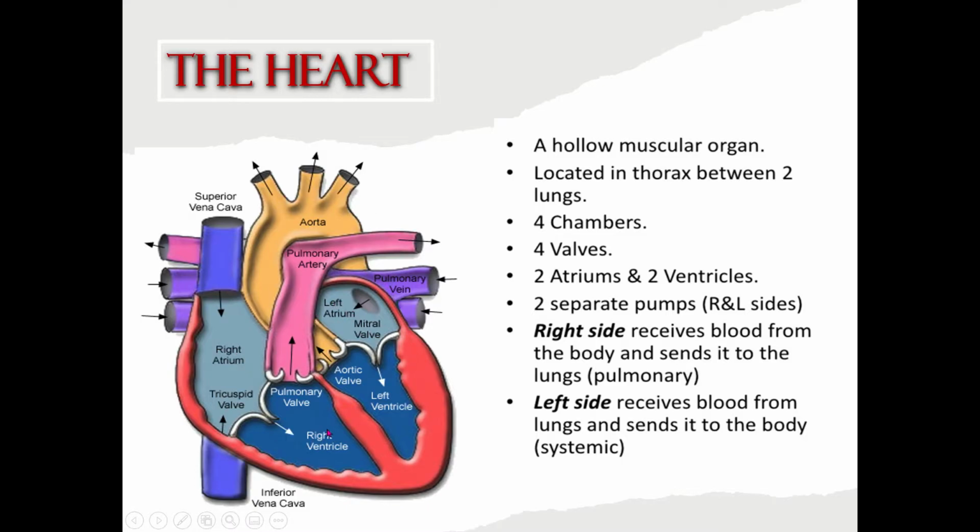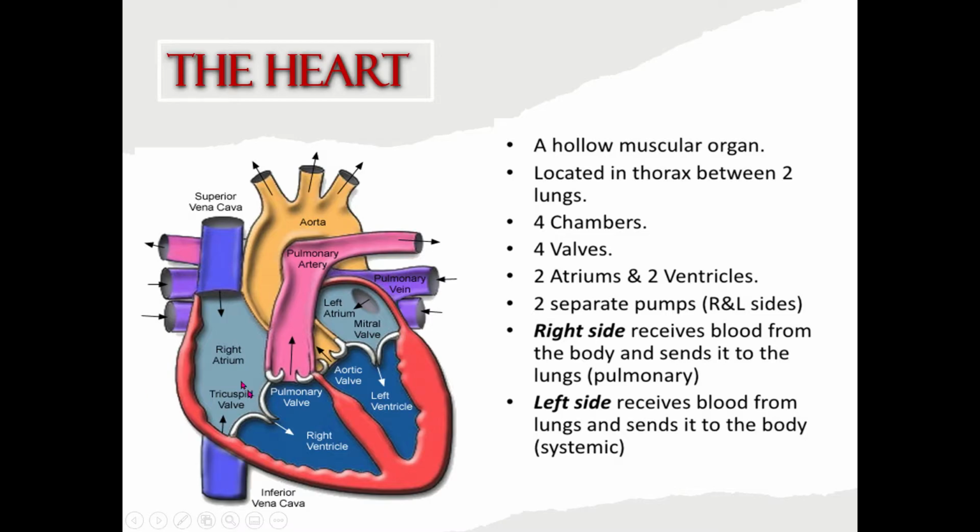Everything is hollow, means something can pass through this. So these are the atria, and these are the right ventricle and the left ventricle. So in this way it has four chambers, two atria and two ventricles. And then it has four valves.